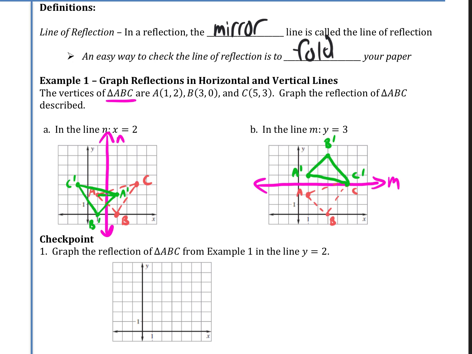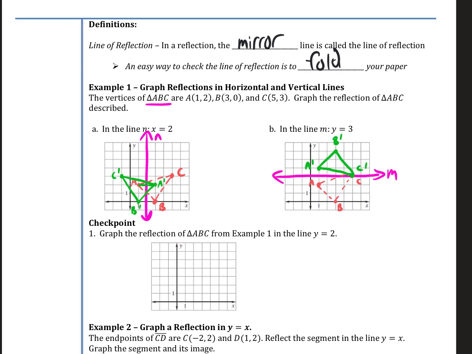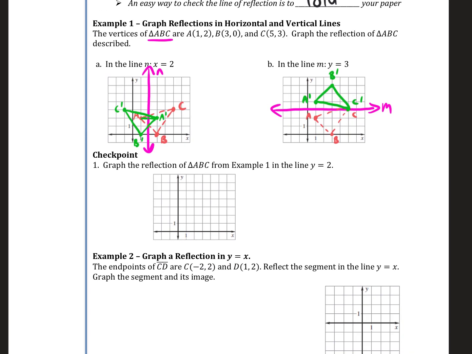Awesome. So you can reflect over horizontal and vertical lines. You can actually reflect over diagonal lines too, which we'll talk about in a second. All right, why don't you guys go ahead and try checkpoint 1. It's a similar thing. See if you can figure it out. All right, so we're graphing the reflection of the same triangle from example 1 over the line y equals 2. So y equals 2, is that a horizontal or vertical line? That's a horizontal line through 2.